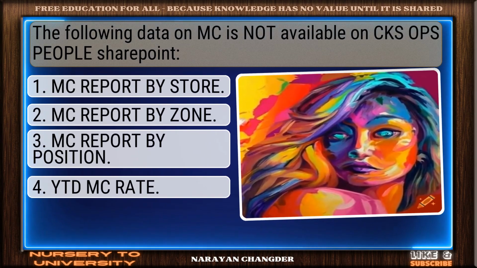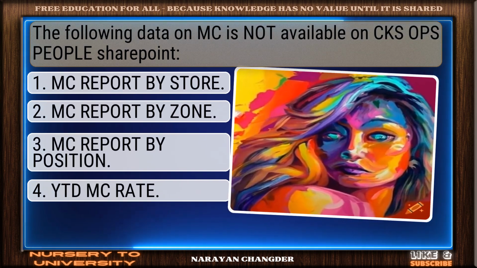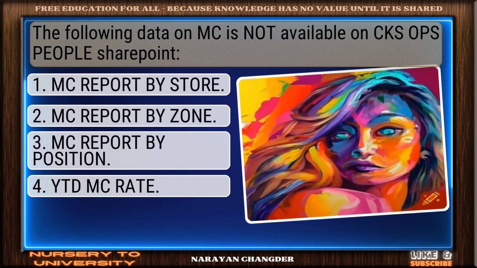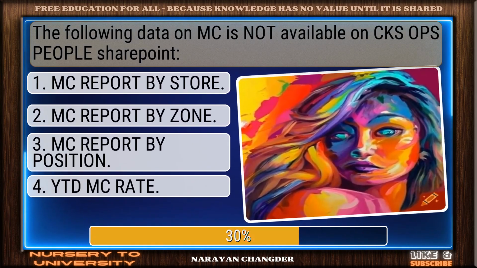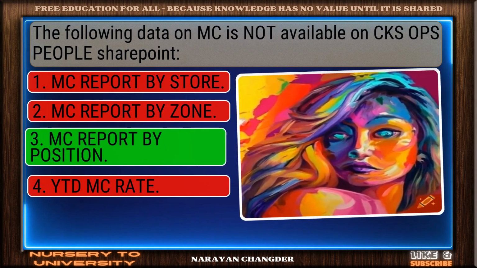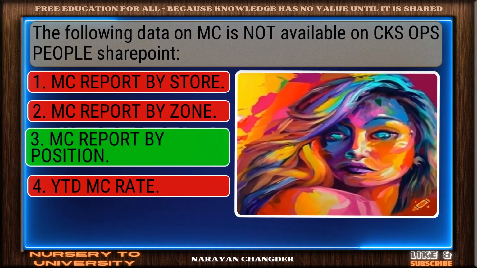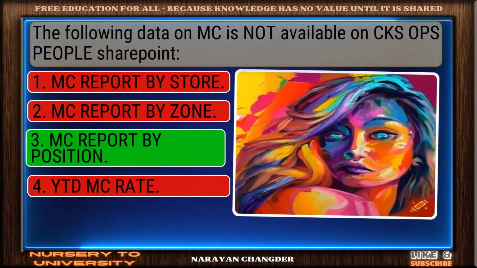Question number 34. The following data on MC is not available on 6ops People SharePoint. Right choice. McSee report by position is the best answer.